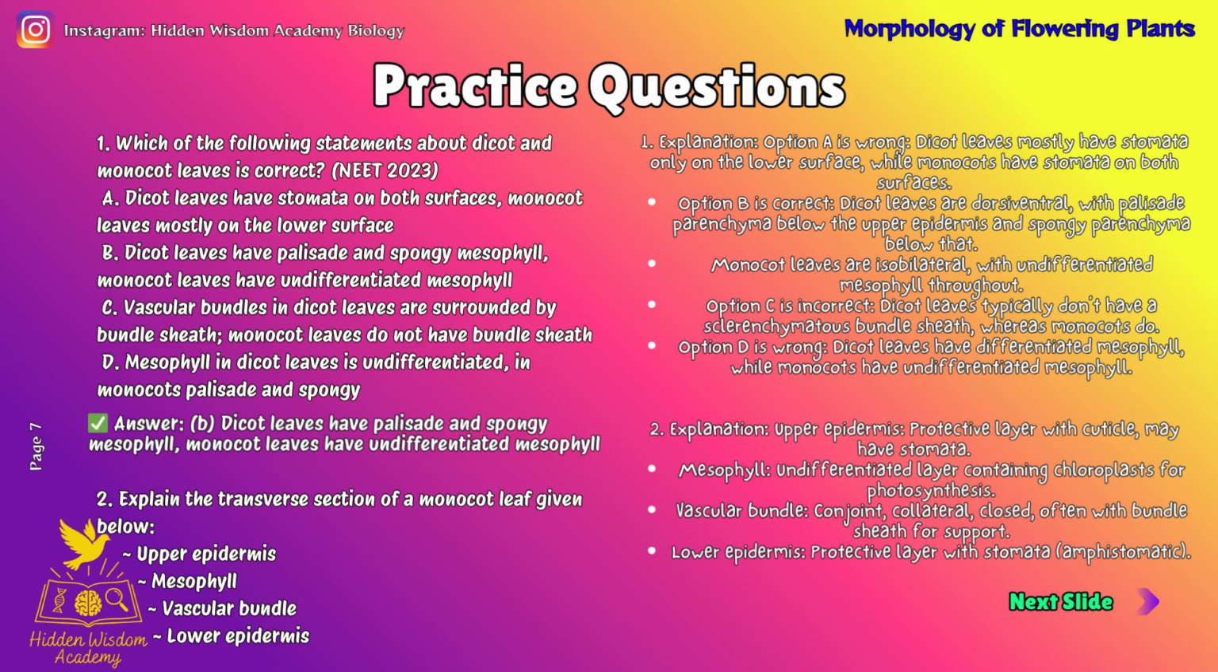So, option B is the correct answer, that is, dicot leaves have palisade and spongy mesophyll, monocot leaves have undifferentiated mesophyll.